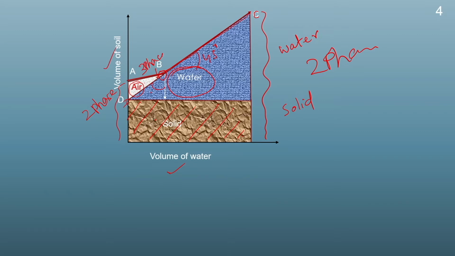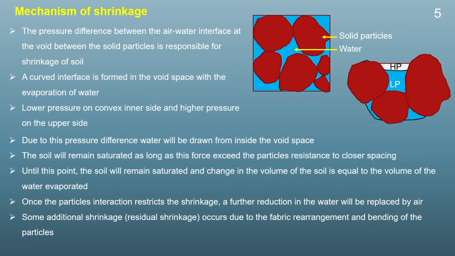During the entire process, the amount of solid will remain constant and the amount of water will keep on decreasing. At point C, the amount of water will be maximum, and at point D, the amount of water will be 0 and the amount of air will be the maximum. So, this is how shrinkage of a soil takes place.